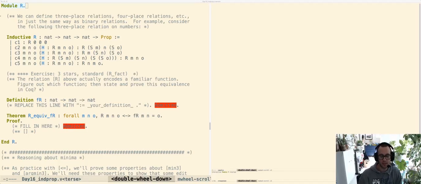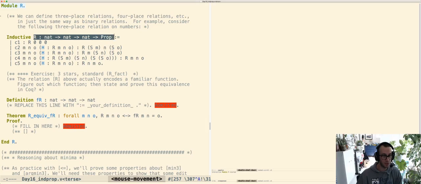Now that you've seen me decipher a couple of mystery relations for you, I'd like you to decipher one. So I've defined here a three-way relation, a ternary relation, relating three nats together. And I'd like you to figure out what it is.